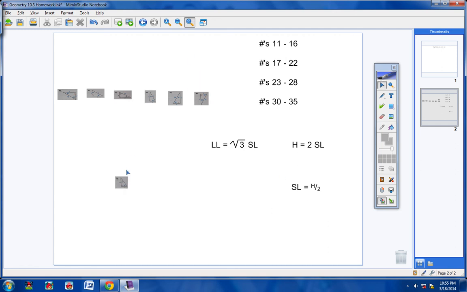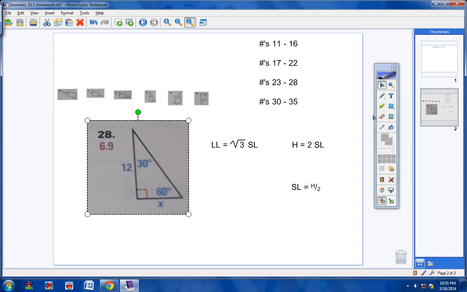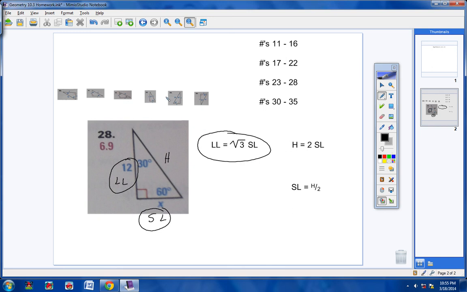All right, let's move on to our last problem here, number 28. And let's see what we got. I think it's going to be very much similar to the other problems. Here's 90, go straight across. You have your hypotenuse. Here's 30, go straight across, your shorter leg. Here's 60, go straight across, your longer leg. Well, we've been given the longer leg, and we're trying to find the shorter leg, LL, SL, so we're going to use this formula right here.